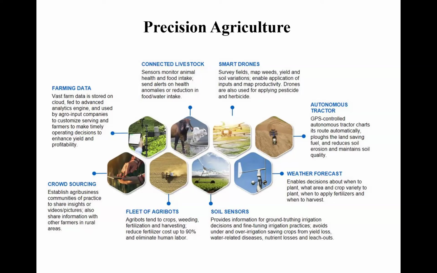Coming to the third one, autonomous tractors are there. The tractor is nothing but a smart robot. Generally, that will be used for reducing labor, reducing fuel, and reducing soil erosion. Coming to the next one, weather forecasting is there. Now, in this session, I would like to concentrate on weather.